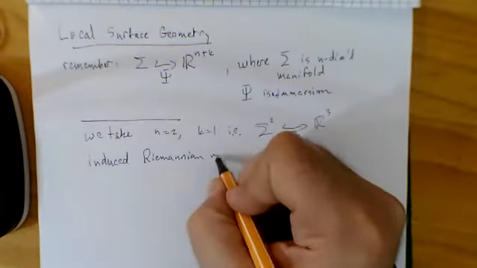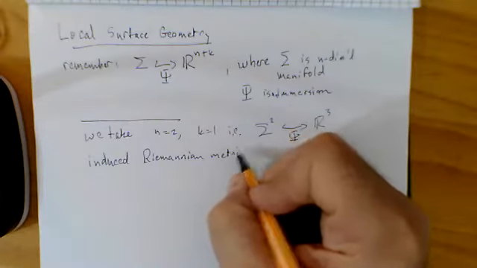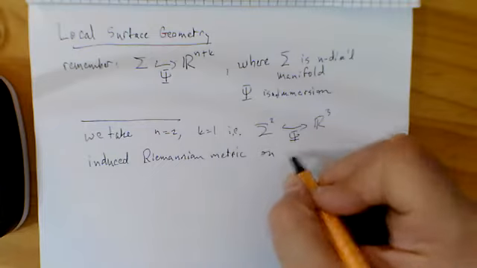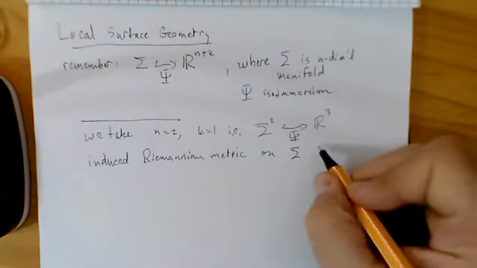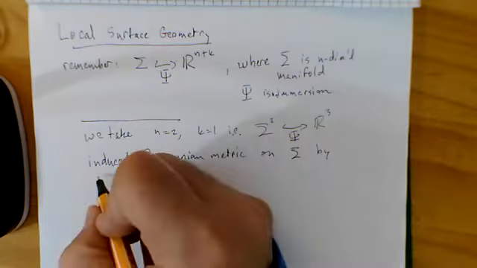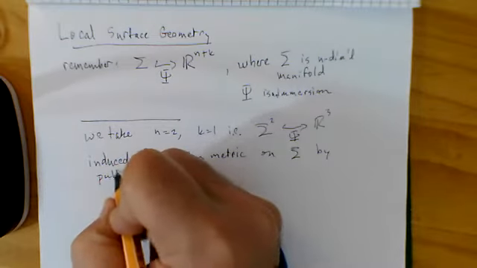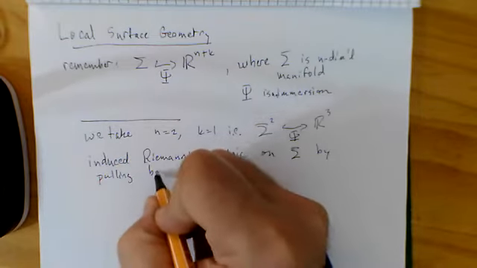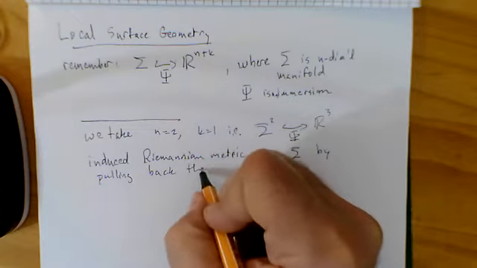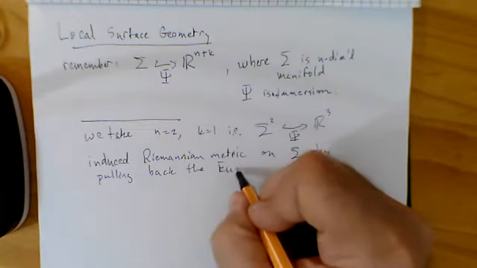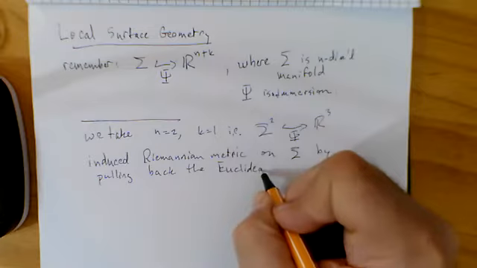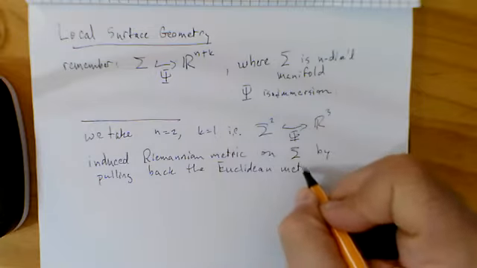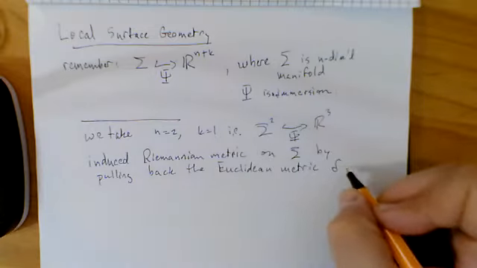And we defined before a Riemannian metric, an induced Riemannian metric on this surface sigma by pulling back the Euclidean metric, we'll call this delta.